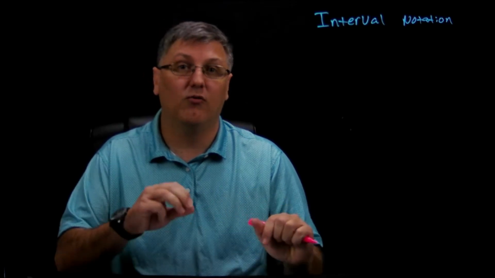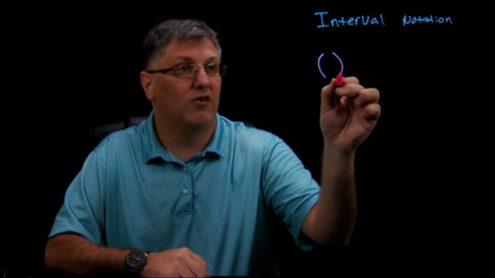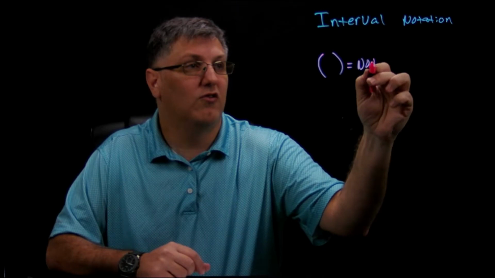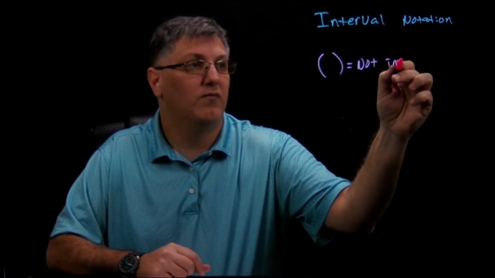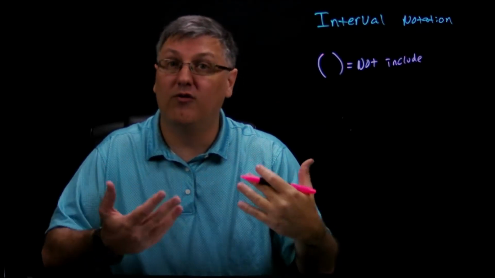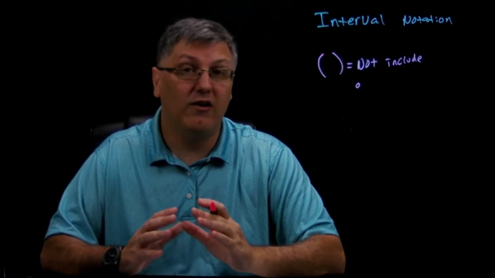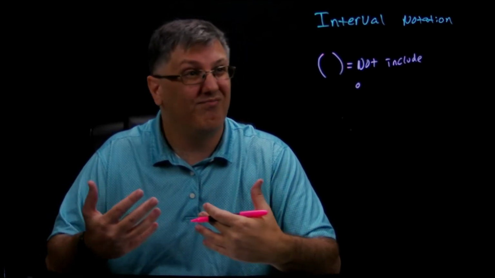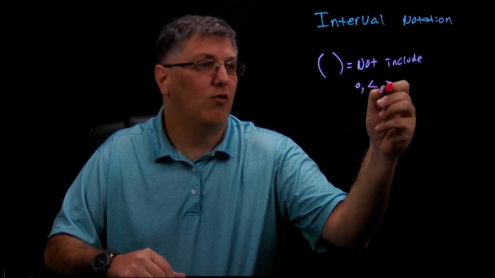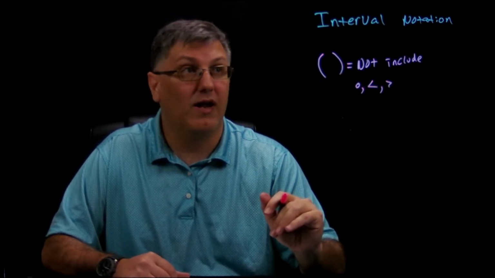So in interval notation, we have three basic brackets. We're going to have these curved brackets like so. They're parentheses. These do not include a number. And I'll show you what I'm talking about here in a second. If you think back to Algebra 1, these were like your open dots on a graph, where it doesn't include that number. When it comes to inequalities, this is going to be your less than or greater than, because there's no equal to. All right, so that's one set of brackets.